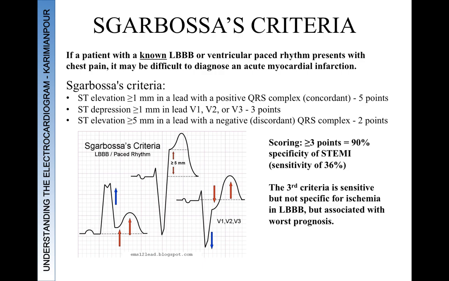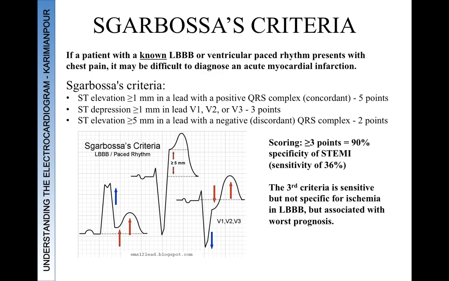So these were the criteria that I mentioned for patients who do not have a left bundle branch block or ventricular pace rhythm. Now, what if they have a known left bundle branch block or ventricular pace rhythm, and they present with chest pain. It's difficult to diagnose an acute myocardial infarction, but we have a set of criteria called the Sgarbossa criteria that's based on statistics and looking at changes.